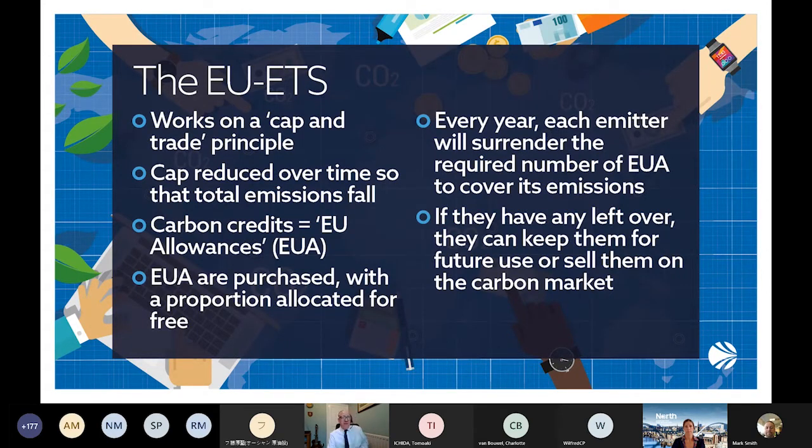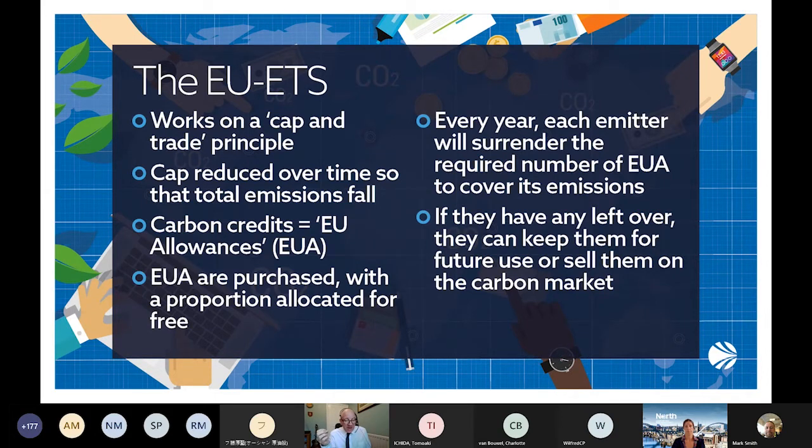The EU ETS works on a cap and trade principle. Quite simply, a cap is set on the total amount of greenhouse gases that are allowed to be emitted, and the EU creates permits or allowances for each unit of emissions allowed under that cap. The cap is reduced over time, so the theory is that total emissions will fall. In its current form, the EU ETS puts a price on every tonne of CO2 emitted, which is determined by the market, so it is going to fluctuate.